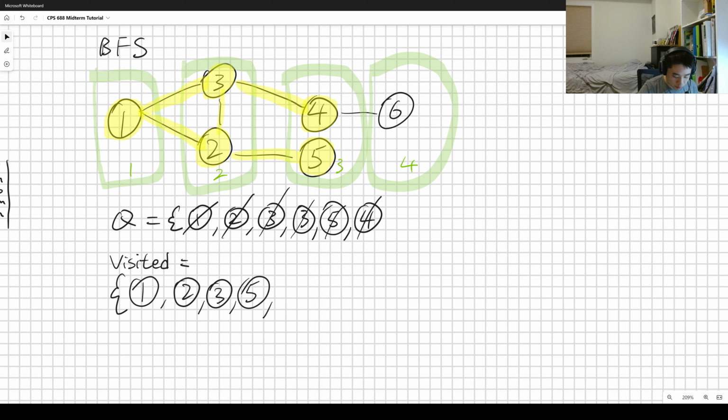Number 4, I'm gonna cross this out, and I'm gonna write number 4 here. Because number 4 has a connection to 6, we're gonna add number 6 into our queue. This is the very last thing in the queue, because number 6 is actually the very last unvisited node. So we're gonna add that into my visited set, and that's it. Because 6 has no connections that are unvisited, we're done. So I can cross number 6 out.